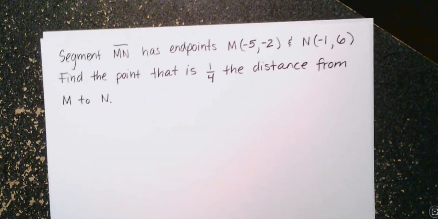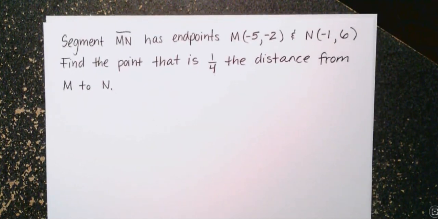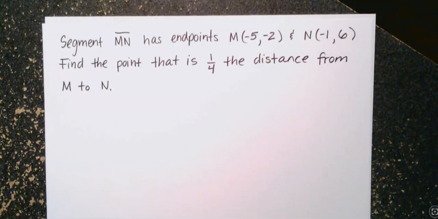They can be asked different ways. Here's the first way I want to look at it. Segment MN has endpoints M (-5, -2) and N (-1, 6). Find the point that is 1/4 of the distance from M to N.